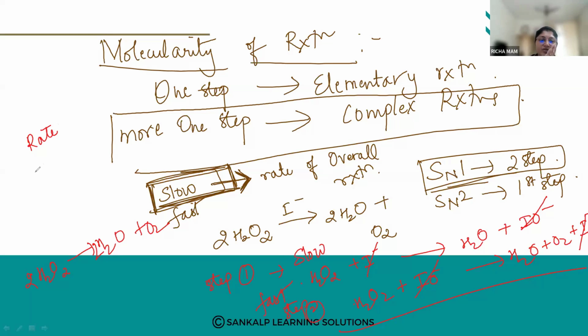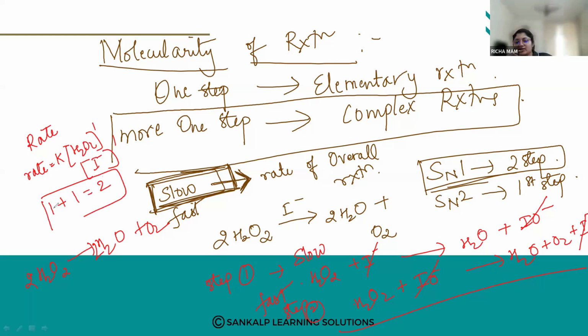So in the slow step, the rate of the reaction depends on the concentration of the reactant, H2O2, as well as the nucleophile, that is I minus. The concentration is raised to 1. So the order of reaction is 1 plus 1, which equals 2. So the order of reaction is determined by the slow step. For H2O2, there is no stoichiometric coefficient, so it is taken as 1. For I minus, that is your nucleophile, there is also no stoichiometric ratio, so it is taken as 1. We add these coefficients and we get 2.